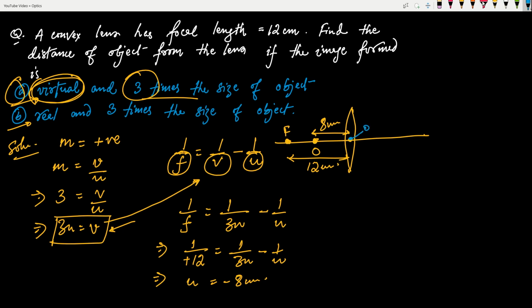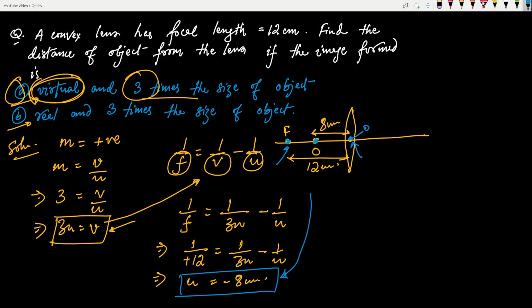Now one thing you need to understand here is that the answer is actually satisfying the concept. We know that whenever the object is kept in between focus and optical center, then the image is always virtual, isn't it? We have learned this in the video where I discussed image formation due to lens. So the concept is satisfied here: whenever the object is kept between focus and optical center, we get a virtual image, and the virtual image in a convex lens is always greater. Whenever a virtual image is formed, it is always bigger than the object.